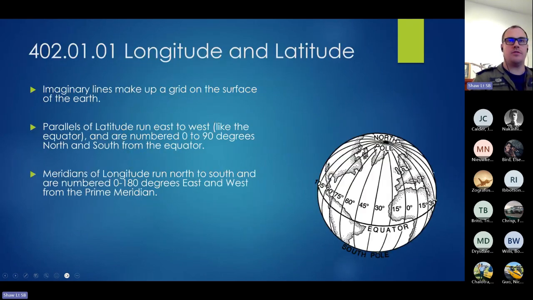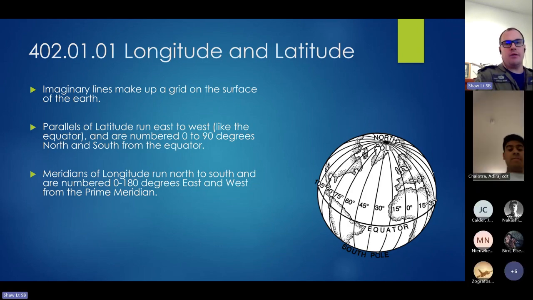So we'll start off with longitude and latitude. So imaginary lines that make up a grid on the surface of the Earth. So the parallels of latitude run east to west, like the equator, and are numbered 0 to 90 degrees north and south from the equator. And the meridians of longitude run north to south and are numbered 0 to 180 degrees west and 0 to 180 degrees east from the prime meridian.